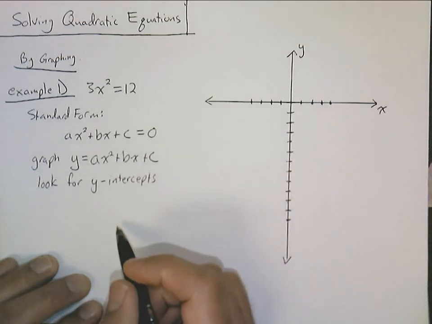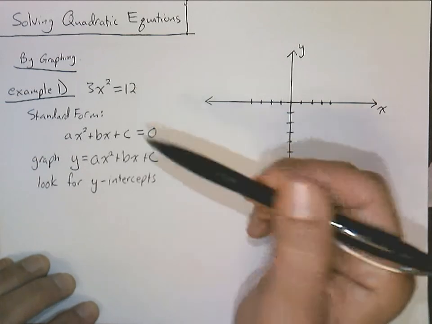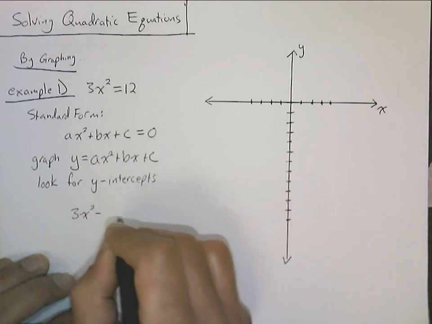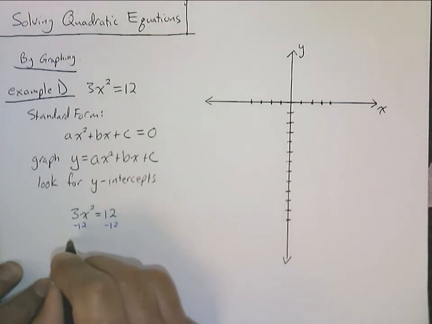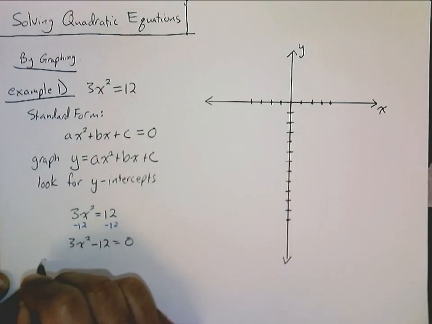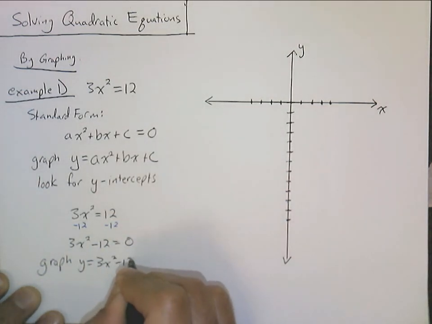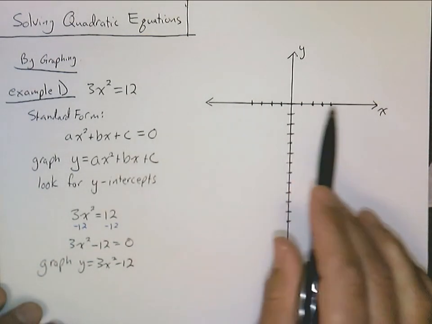That's the basic idea. So with this equation, 3x squared equals 12, notice that we don't have 0 on one side of the equation. But that's an easy thing to fix. All we have to do is subtract 12 from both sides. And all of a sudden we have 3x squared minus 12 equals 0. So we're going to graph y is equal to 3x squared minus 12, and then just look for where it crosses the x-axis.